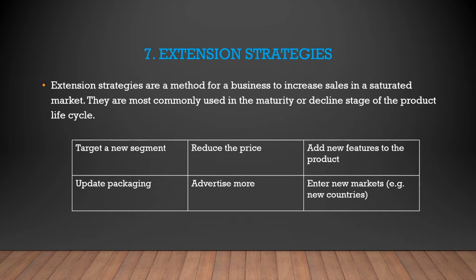Number 7, extension strategies. Now, extension strategies are a method for a business to increase sales in a saturated market. And it's very common to run extension strategies in the maturity stage or the decline stage. The maturity stage to extend your time there, or decline stage to try and get back into the maturity stage and continue those sales. Now, examples of extension strategies to be aware of. You might target a new segment, so you want to think about segmentation. Reduce the price. Add new features to the product. Update your packaging, just advertise more, or enter new markets, for instance, new countries.